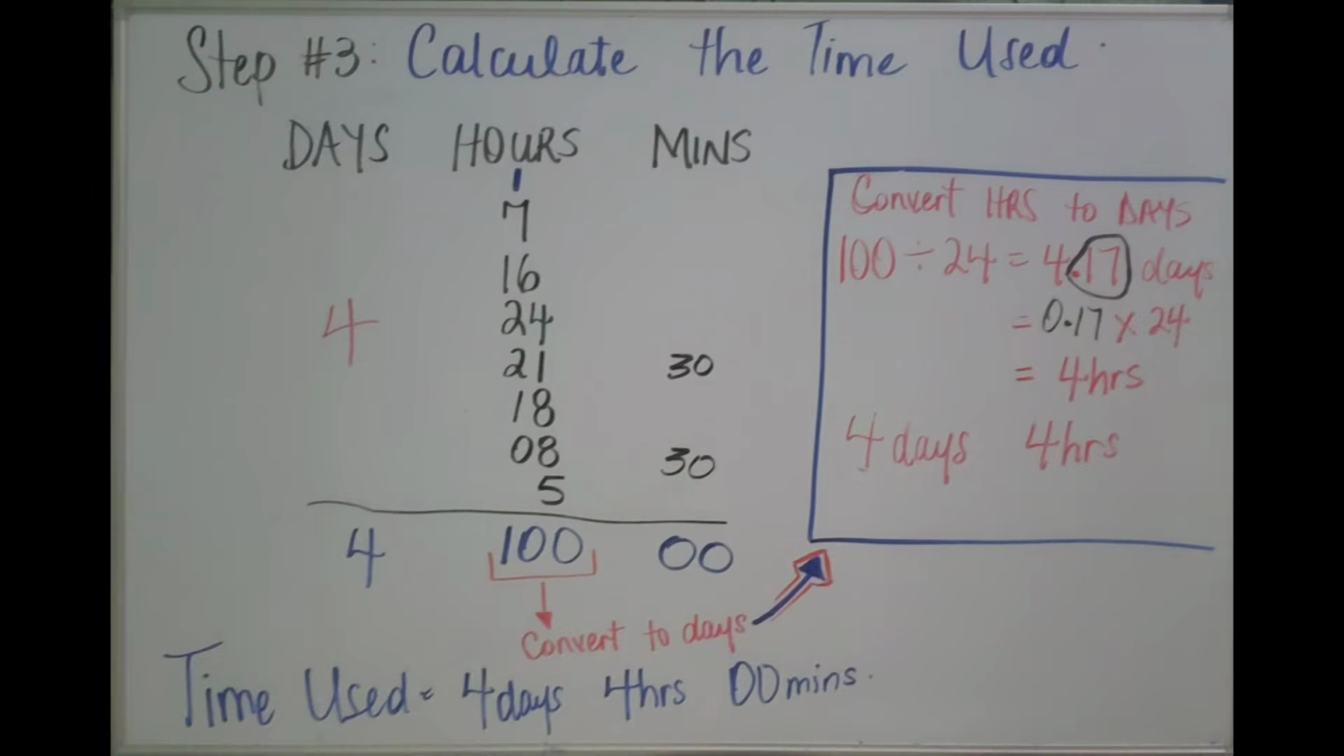Step 3. In order to calculate the time used, we're going to use the Laytime column. So all the times that are in the Laytime column, this is what we're adding up now. When we add up everything, we got 0 minutes and 100 hours, but we cannot have 100 hours, so we have to convert the 100 hours to days.